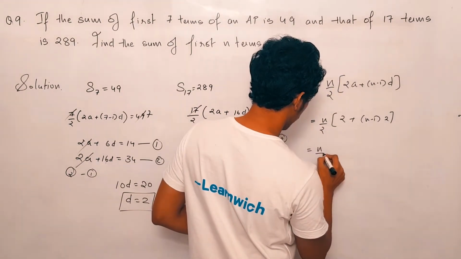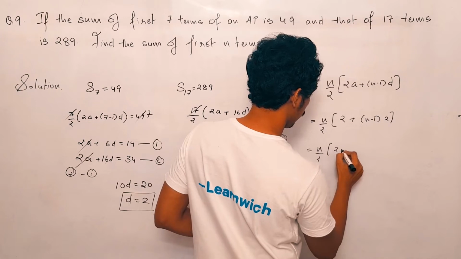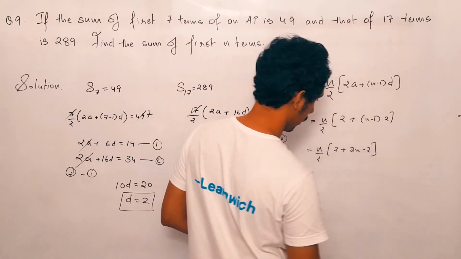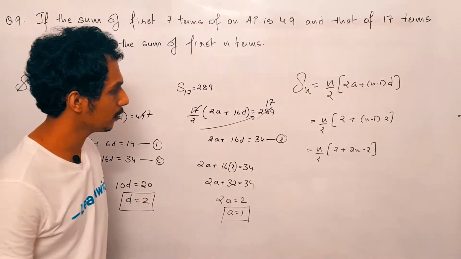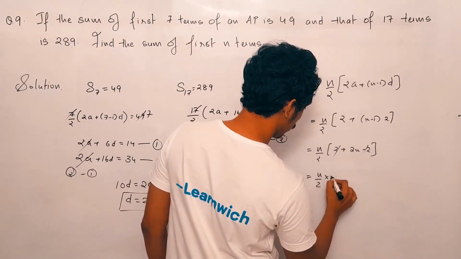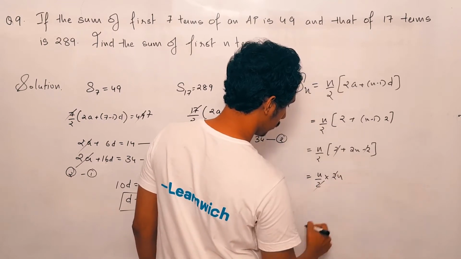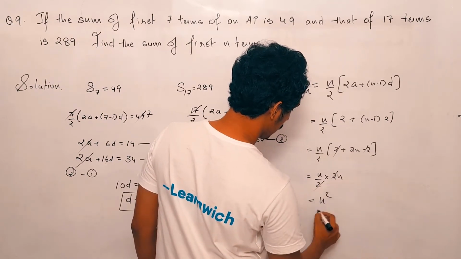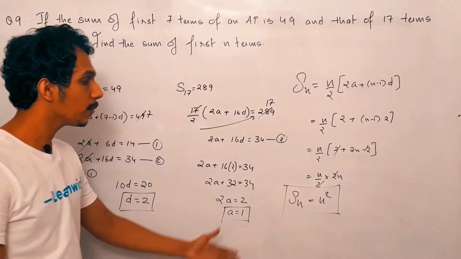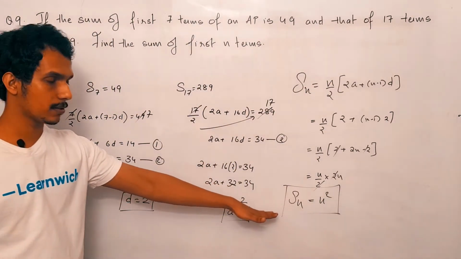Okay, so you get n by 2 into 2 plus 2n minus 2. Okay, 2 plus 2n minus 2. This 2 and 2 cancels. So finally you have n by 2 into 2n. There's n, 2 and 2 cancels, and finally you have sum of n terms, Sn is equal to n square. Now do you understand? This is the perfect answer.